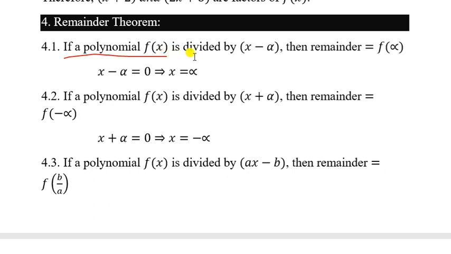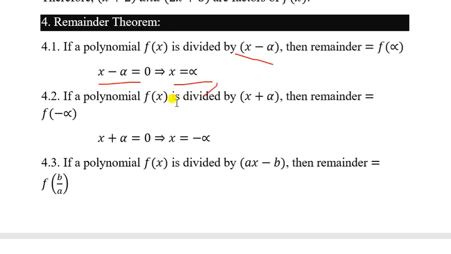So if a polynomial f of x is divided by x minus alpha, how will you find the remainder? The remainder will be f of alpha. From where will you get f of alpha? Very easy. Divided by x minus alpha, so x minus alpha is equal to 0. That means you have to set the factor to 0, then only you will get the remainder. So x minus alpha equals 0 means x equals alpha. This is the value of x you have to put in your polynomial, then you will get the remainder.